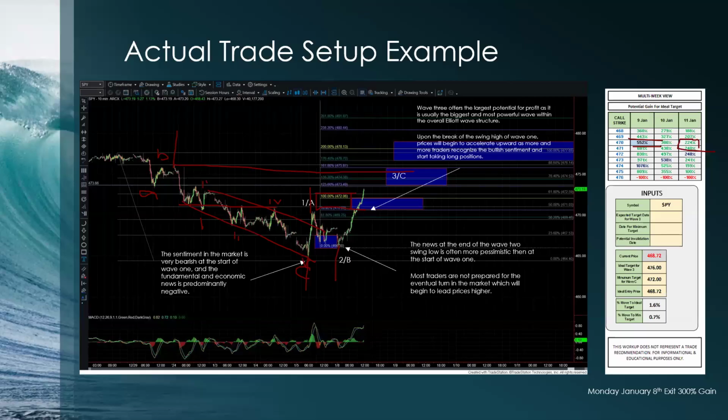So, I see the chat now, so I'll read the next question. How do you decide option expiration date?